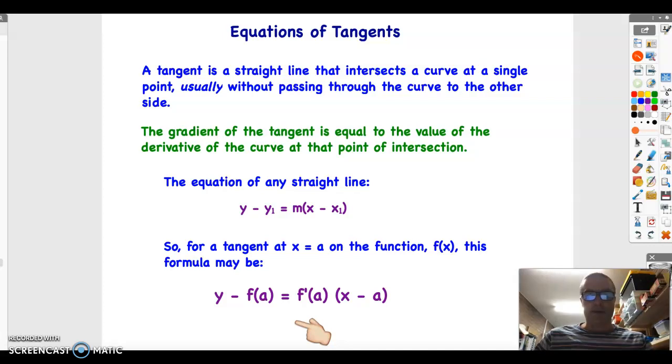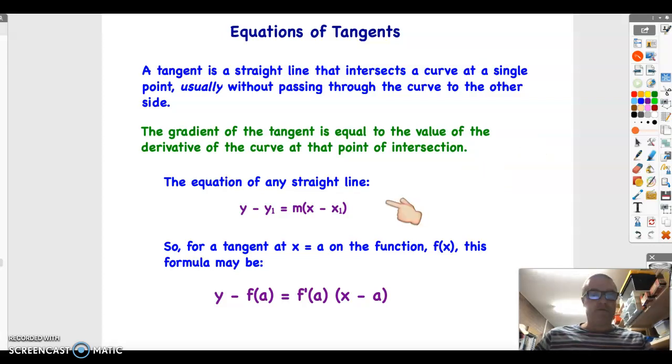So this just is the definition for a tangent and how we find its equation. This is a loose definition, not a hard definition. A tangent is a straight line that intersects a curve at a single point, usually without passing through the curve to the other side. The key point here is that the gradient of the tangent is equal to the value of the derivative on the curve at that point of intersection.